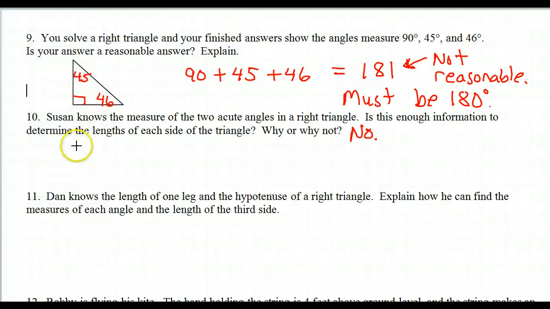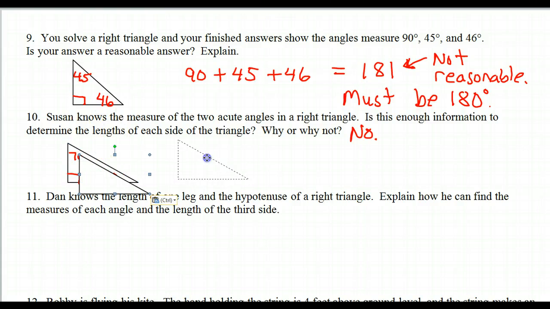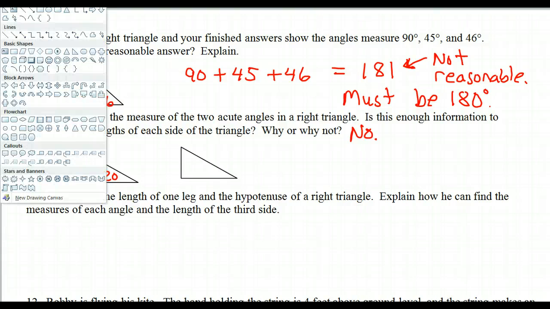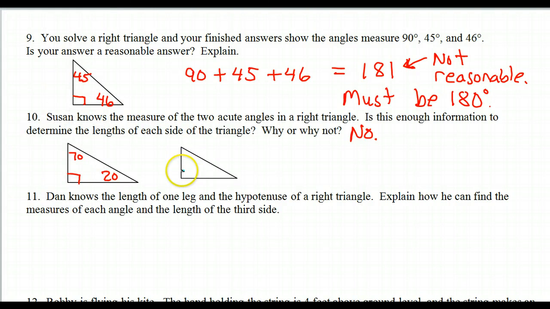Because here's the deal. If you know two angles in a triangle, that makes the triangle similar but not congruent. Remember, for example, say if you knew that this was 20 and this was 70. Now here's another triangle that's similar, but I'm going to make this one smaller. The triangle is similar, it's the same shape, but I made it smaller, but guess what? This would still be 70 and this would be 20.